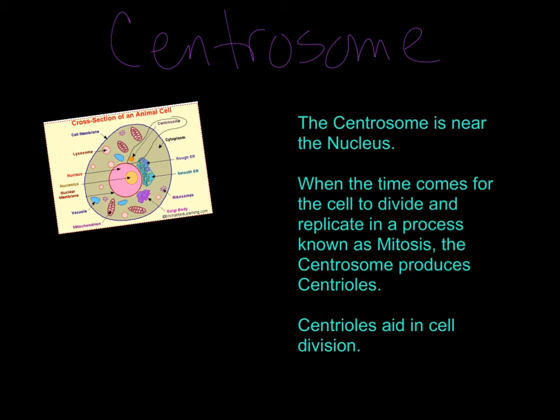The last one that we're going to talk about from the animal cell is known as the centrosome. Now, we're going to talk more in detail about this later on, probably more in 8th grade, definitely when you get to biology in high school. But the centrosome is an organelle that's near the nucleus. When the time comes for the cell to divide, for example, you have a skin cell, it dies, and then skin cells start to replicate, they make more, so obviously you don't run out of skin. So that's when the cell divides. When that happens, we use the organelle called the centrosome. The centrosome produces these things called centrioles, and these aid in cell division. They help the cell divide and do what it has to do. But again, we'll get into more detail with that later on.